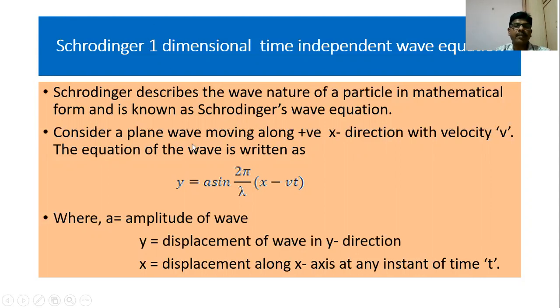Consider a plane wave moving along the positive x direction with a velocity v. The equation of the wave is written as y equals a sine 2 pi by lambda into x minus vt, where a is the amplitude of the wave, y the displacement of the wave in the y direction, and x the displacement along the x-axis at any instant of time t.